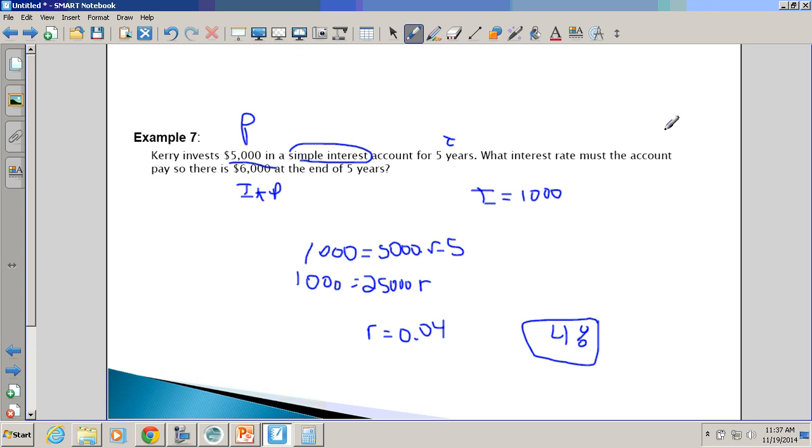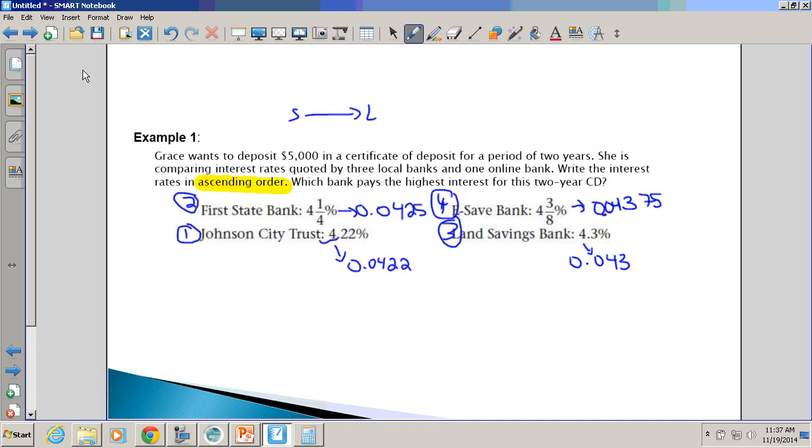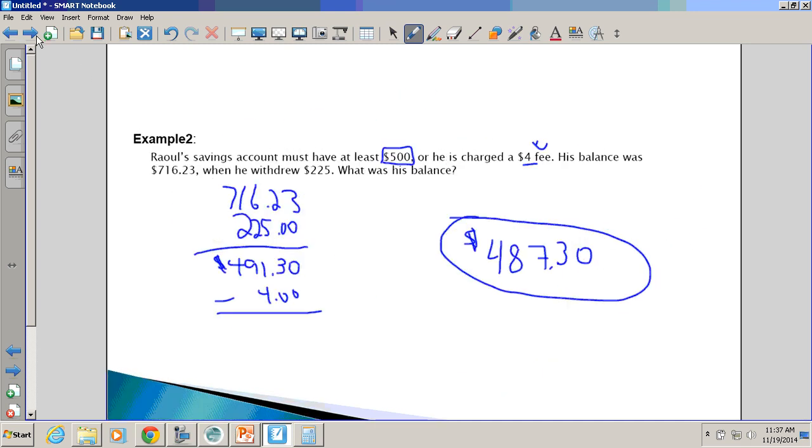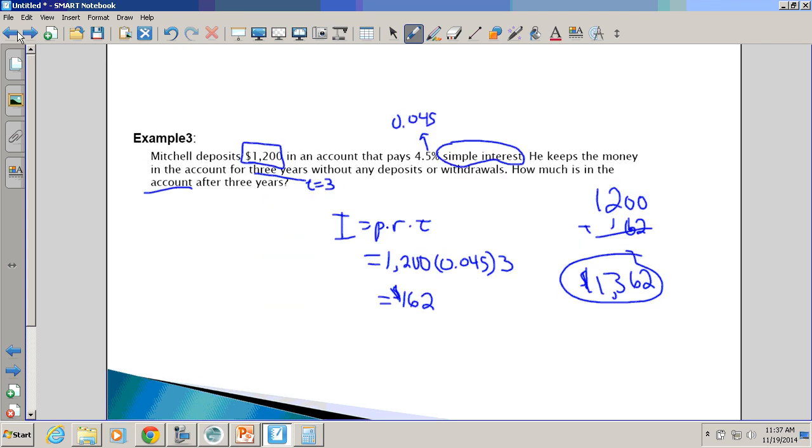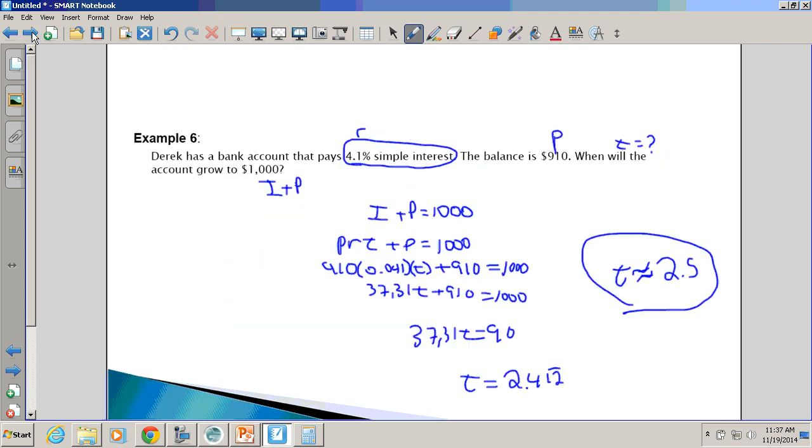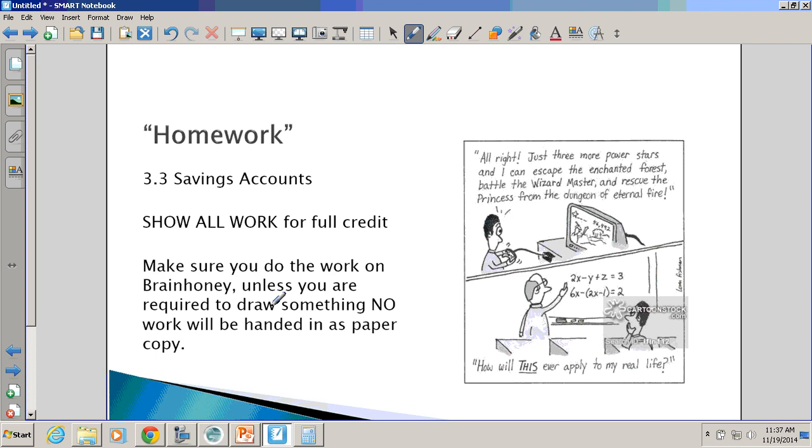Okay, so we found principal in one example, we found rate, we did a couple examples on finding interest, we did some earlier examples on basic percentages and comparing them, and fees. So all of this is stuff you need to know for this homework.